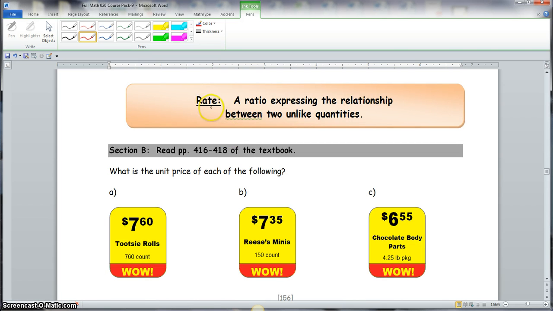Now we come to our next definition, which is rate. It's a ratio expressing the relationship between two unlike quantities. Just like this, if I had 5 miles divided by 1 hour, this is where we get 5 mph. I know you all have seen that it means miles per hour. Now this is a rate. You have different units and you're comparing the relationship between miles and hours. This tells you it's 5 miles per hour. So this is the definition of rate.